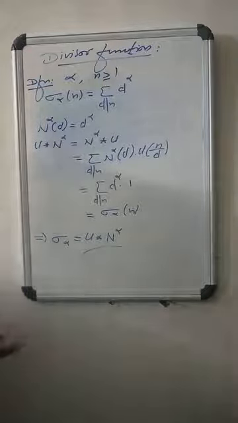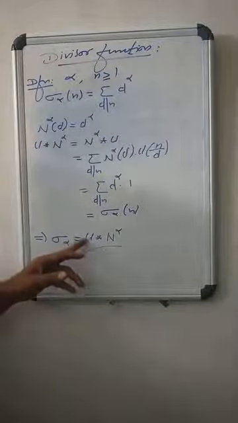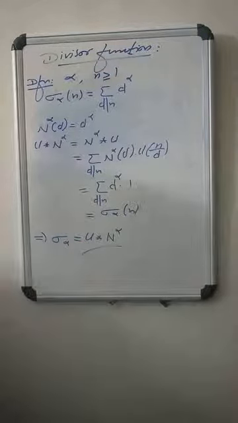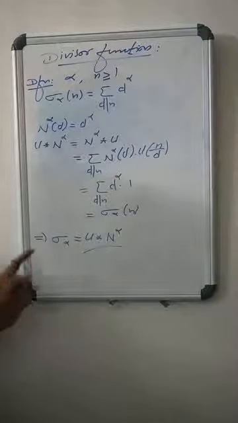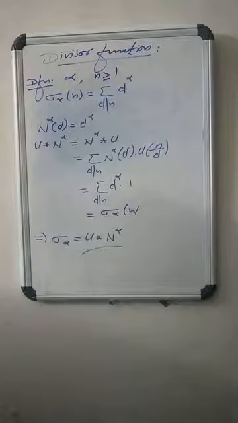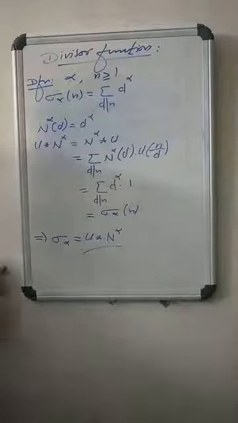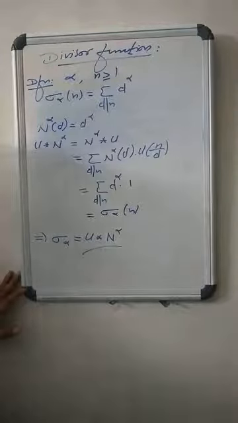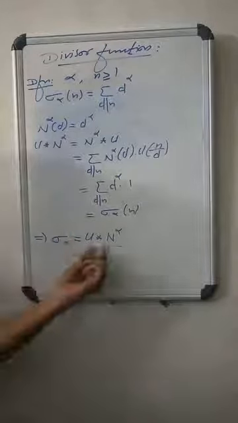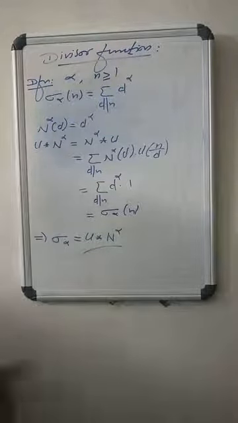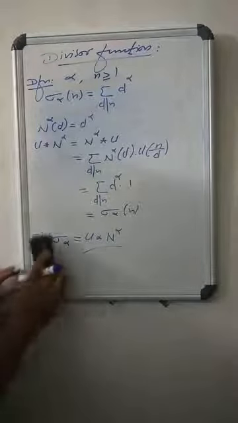Clearly, σ_α is a multiplicative function. Why? u is a multiplicative function, and n^α is a multiplicative function. We already showed that the Dirichlet product of two multiplicative functions is multiplicative. Hence u * n^α is multiplicative, hence σ_α is multiplicative. The Dirichlet product of two multiplicative functions need not be completely multiplicative, but it is multiplicative. Here u and n^α are multiplicative functions, hence the Dirichlet product u * n^α is multiplicative. Hence the divisor function σ_α is multiplicative.